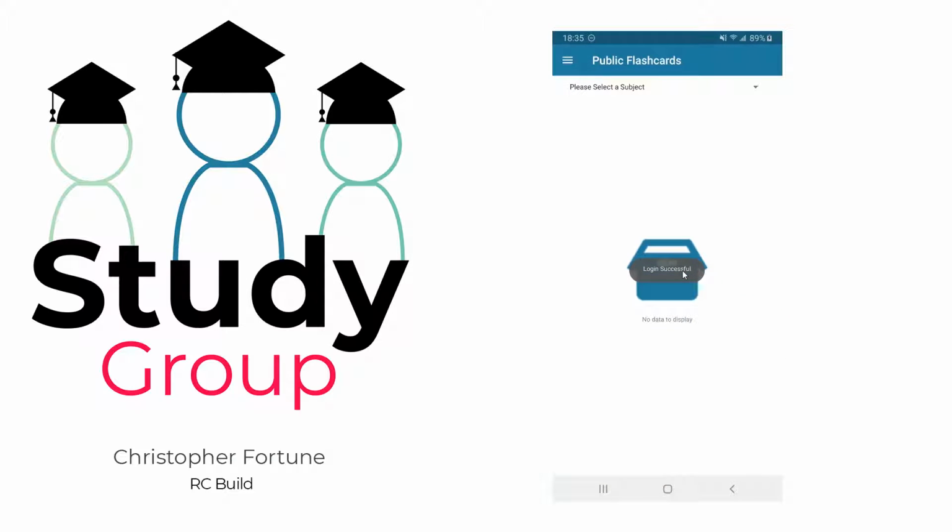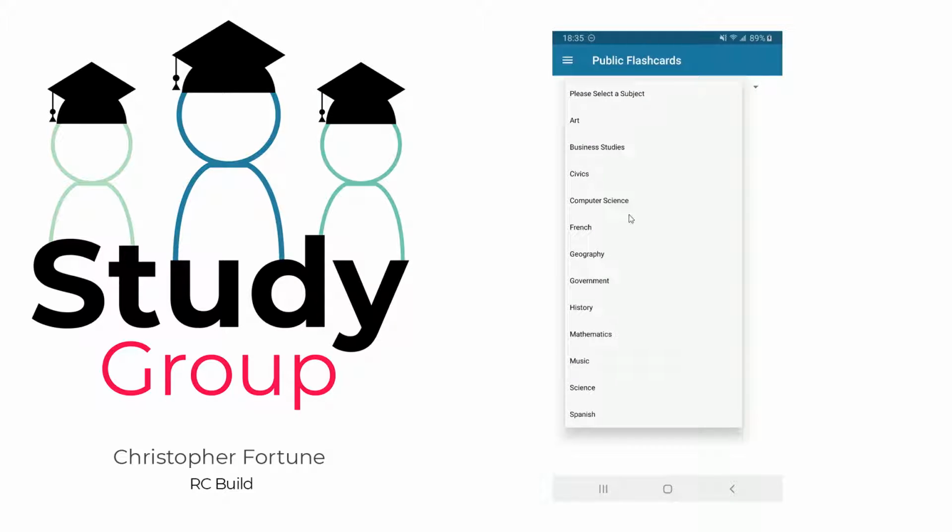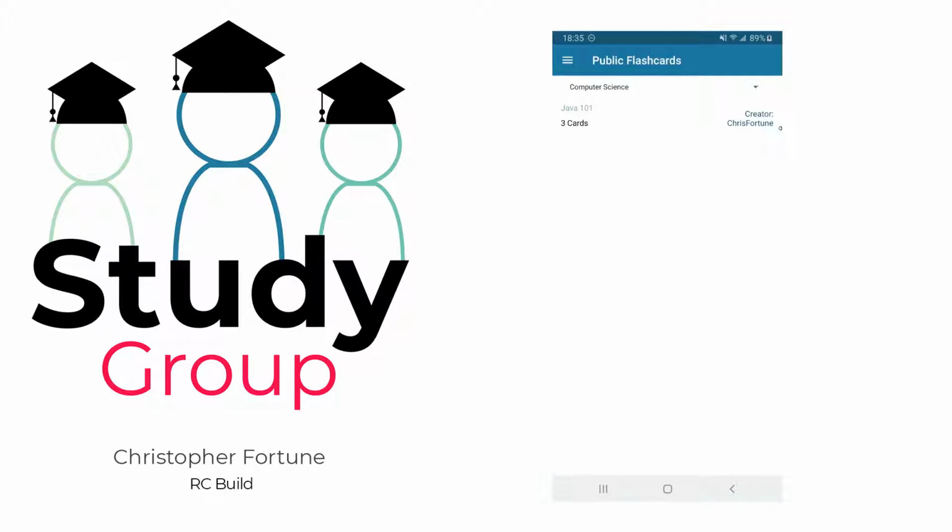Okay, so as you can see, after a user has either created an account or logged in, they will be taken to the public flashcard screen. From here, the user can select from a drop-down list the set topics or subjects that public flashcards have been created in. Let's go to computer science. In computer science, I have already created a public flashcard test here. It displays the test name, the amount of questions, and the creator of the test.